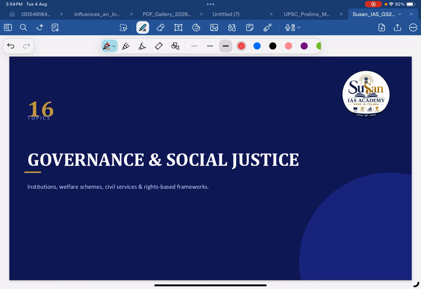Okay, then in the second part we are going to discuss the GS Paper 2 high-probability list. This is governance and social justice. Governance and social justice part.